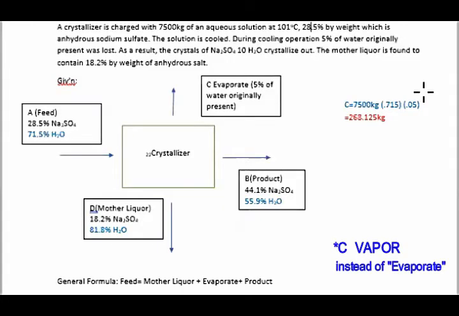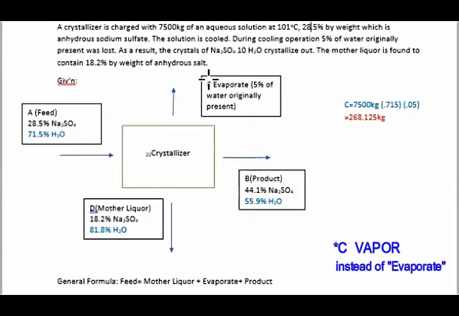So the problem that we have for crystallization is that a crystallizer is charged with 7,500 kilograms of an aqueous solution at 101 degrees Celsius, 28.5% by weight, which is anhydrous sodium sulfate. Then the solution is cooled, and during the cooling operation, 5% of water originally present was lost. As a result, the crystals of sodium sulfate decahydrate crystallize out, and the mother liquor is found to contain 18.2% by weight of anhydrous salt.